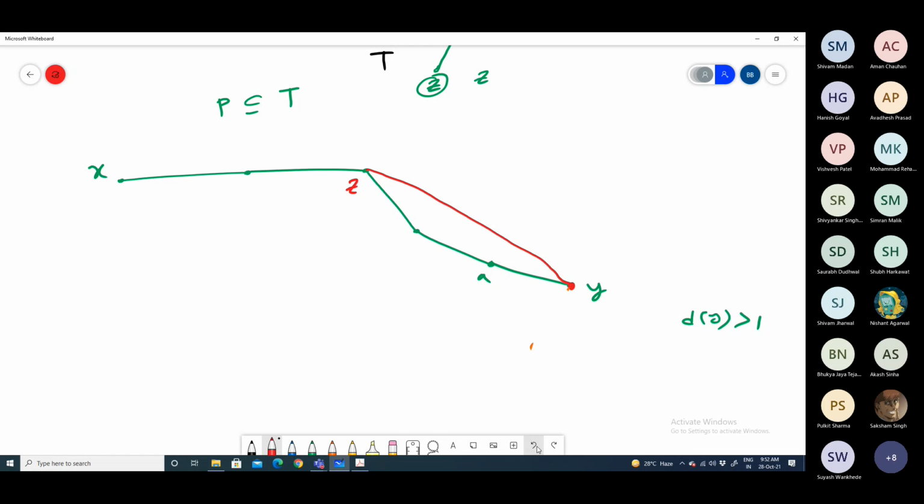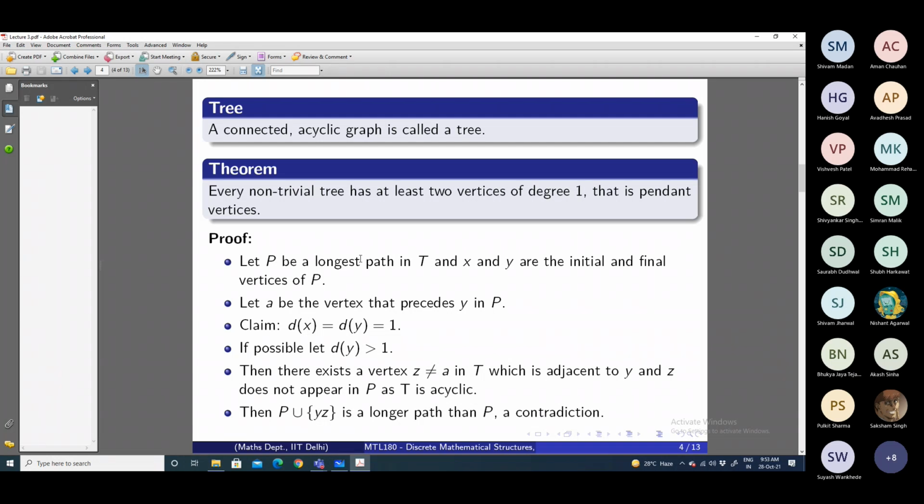Then what should Z be? Z should be in this way, another vertex other than those in P. So P union YZ is another path, and that is longer than P. That is a contradiction because we have chosen the longest path P. Therefore, if you have a non-trivial tree, then it has at least two vertices of degree 1. Is that fine with everyone?